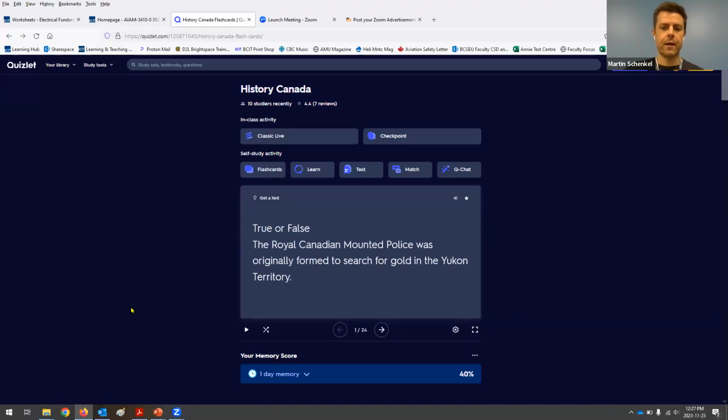So here's an example. Quizlet has existing sets of flashcards or knowledge banks. You can create your own. There's a fair amount of flexibility and variability in how you want to set it up. I've just found a history set of information here.